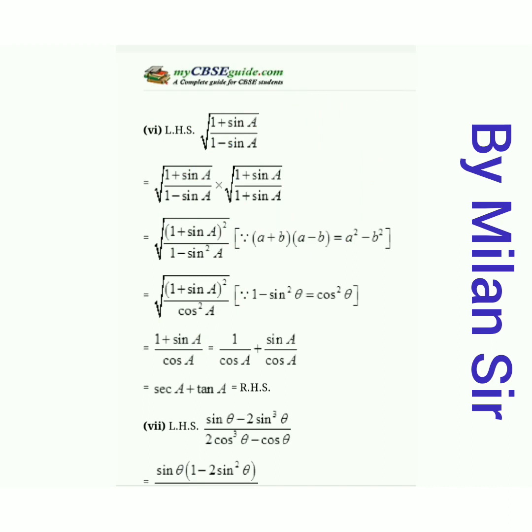Then give separate denominators, that means 1 upon cos A and sin A upon cos A, right? Both terms get the denominator cos A. Now 1 upon cos A is the formula of sec A, and sin A upon cos A is the formula of tan A, right? 1 upon cos A is equal to sec A and sin A upon cos A is equal to tan A. So sec A plus tan A, this is our right hand side, hence proved.